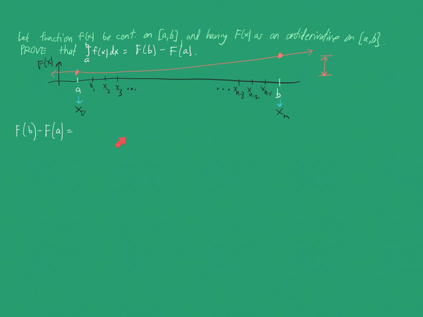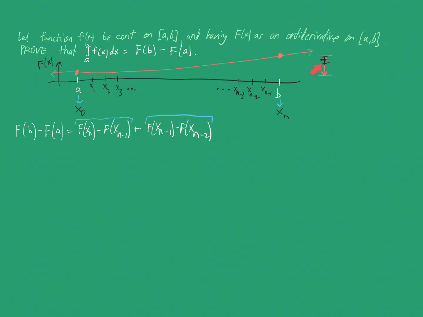This expression is essentially this distance from F of b to F of a, right there. And we can write that distance as a sum of all the individual distances. This one, which is the vertical distance from here to about there. And then for the next distance, we'll start at that same point and go down to the next boundary, maybe like that.